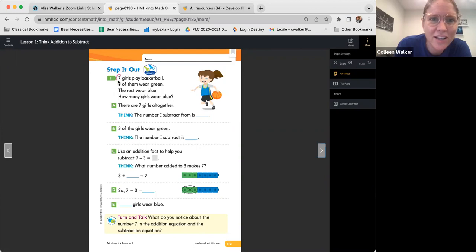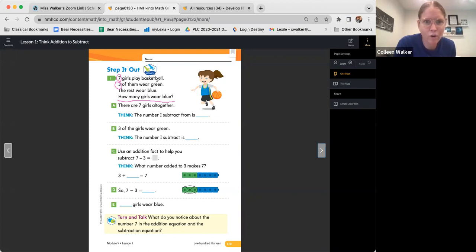Yep, circling the numbers. What are the numbers? Yes, if you said 7 and 3, you were on top of it. 7 girls play basketball. 3 of them wear green. The rest wear blue. How many girls wear blue? What's the next step? Yes, if you said underline the question, how many girls wear blue? And then the last step. Yes, box keywords. So 7 girls play basketball.